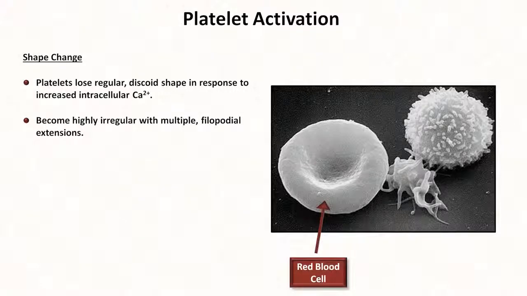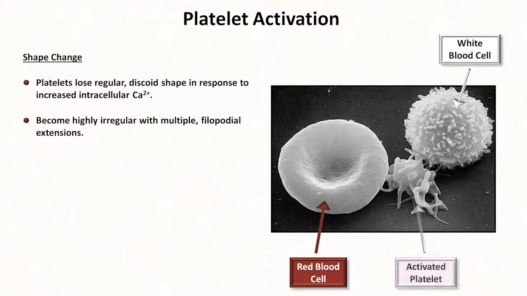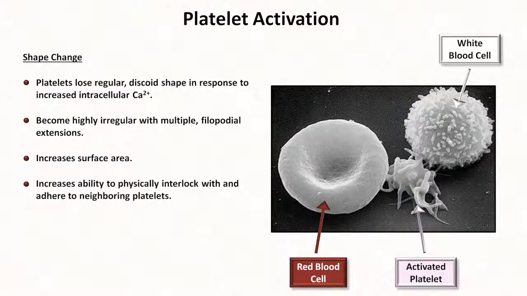Here's an electron micrograph of the 3 major types of blood cells. On the left is the biconcave disc of a red blood cell. On the right is the round, irregularly surfaced white blood cell. And in the middle is the highly irregular form of an activated platelet. This shape change increases the platelet surface area and increases their ability to physically interlock with and adhere to neighboring platelets.